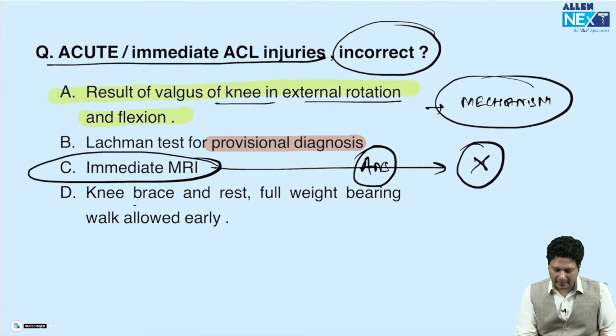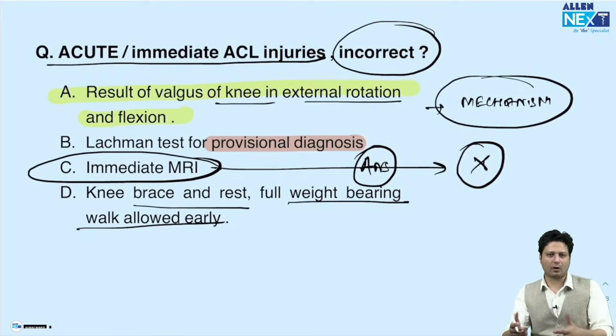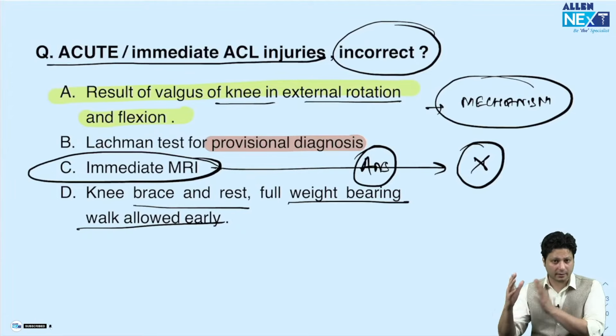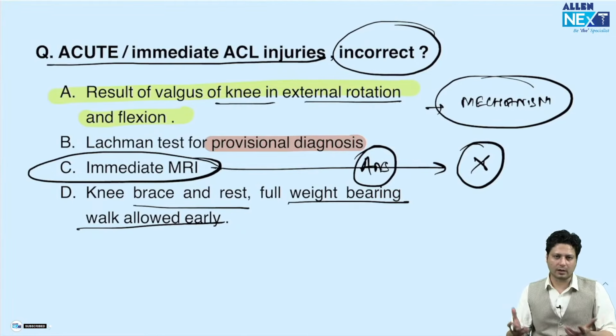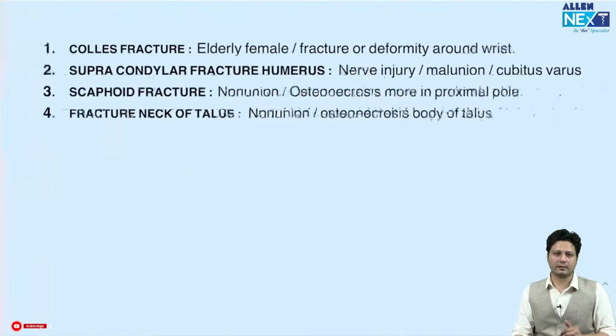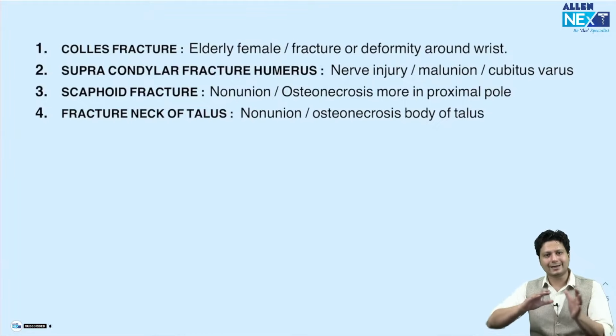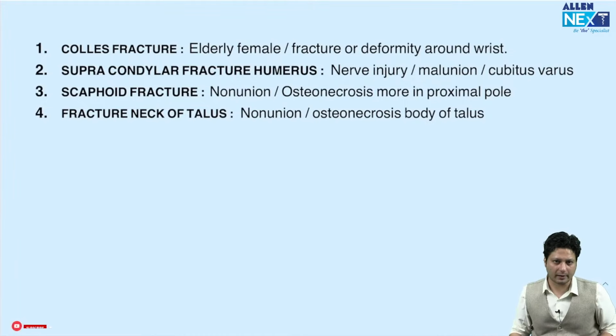Next is knee brace and rest. Full weight bearing can be allowed. Yes, you will apply a knee brace. You'll ask the patient to take rest. Appropriate drugs are given, and you ask the patient to wait. The patient can bear weight on the affected limb with the placement of this knee brace, even immediately after injury. All right. So immediate MRI is something which is prevented, and you came to know the reason. Hopefully everything is clear related to this clinical scenario of anterior cruciate ligament also.